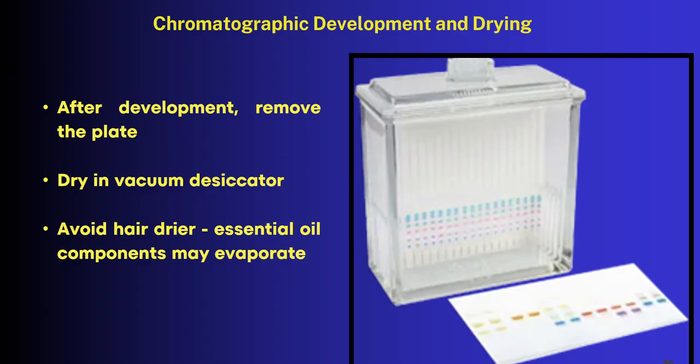Chromatographic development and drying. After sample application, the HPTLC plate undergoes chromatographic development. The mobile phase moves upward through the stationary phase by capillary action, during which the components of the samples are separated based on their different affinities for the stationary and mobile phase.